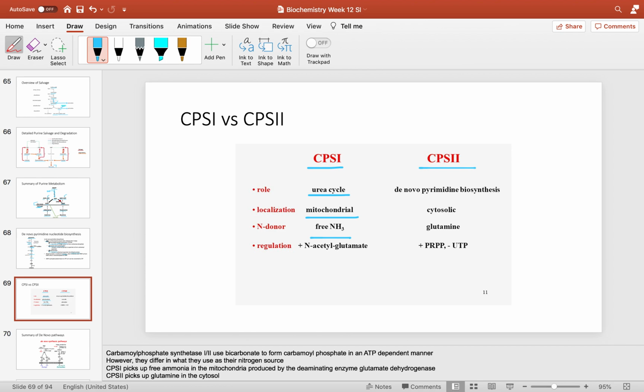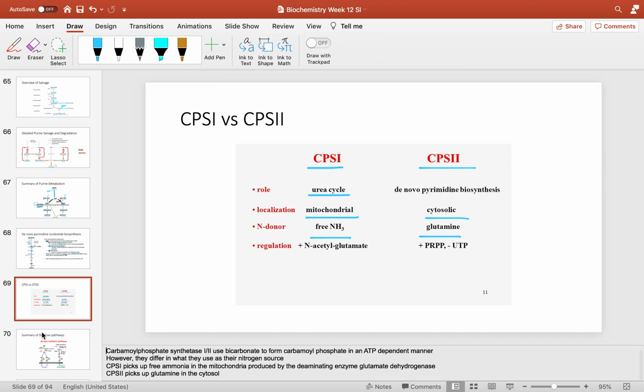However, in this case, we're looking at carbamoyl phosphate synthetase 2, and this is found in the cytosol. And instead of using free ammonia produced by amino acid metabolism, we use glutamine as our nitrogen source, and this can be used to form carbamoyl phosphate. So that's the difference between these enzymes.